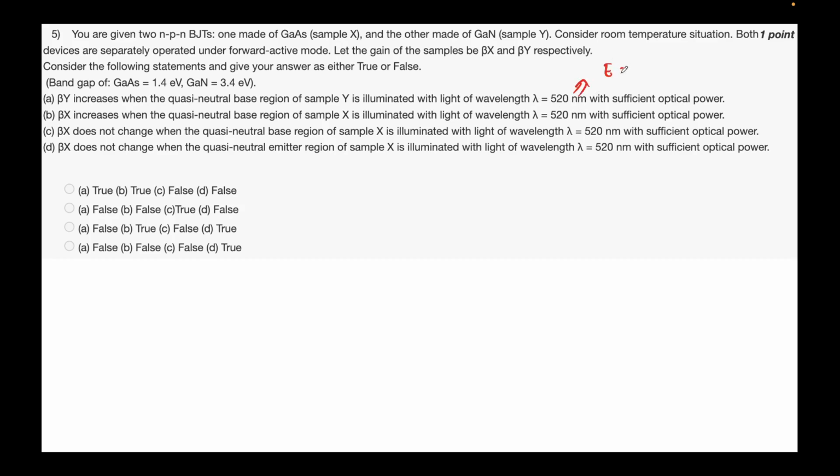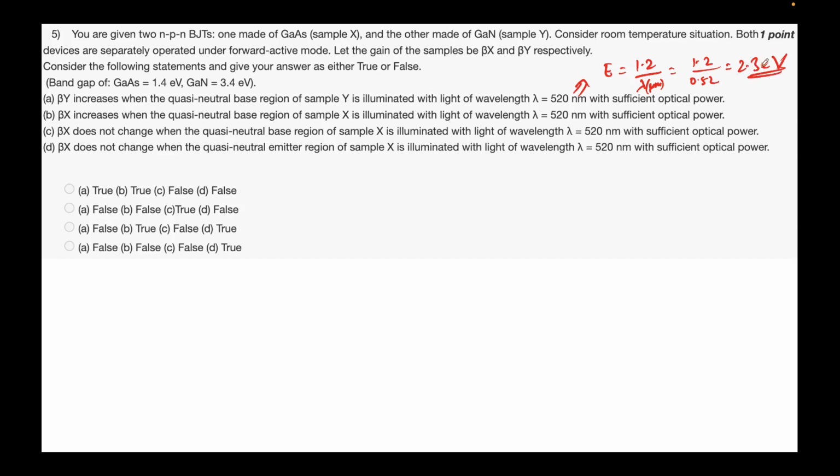If you recall the expression 1.2 over lambda in micrometers, this was I think last session or the one before. So 1.2 over 0.52, converting nanometers to 0.52 microns, comes out to around 2.3. So this number is 2.3 eV. So we are shining a light which has energy 2.3 eV.